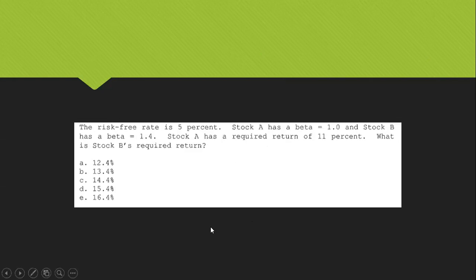Next. About this one, this is medium difficulty. The risk-free rate is 5%. Stock A has a beta of 1.0 and stock B has a beta of 1.4. Stock A has a required return of 11%. What is stock B's required return? Try to solve. I'll give you 2 minutes to answer this. I have a timer.